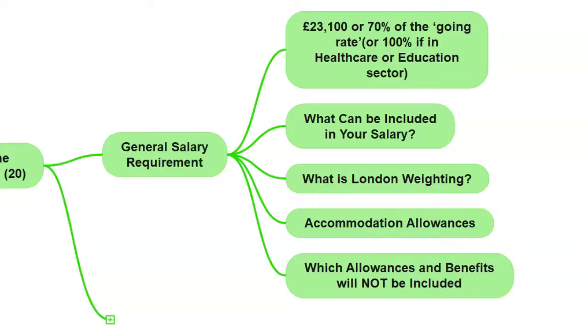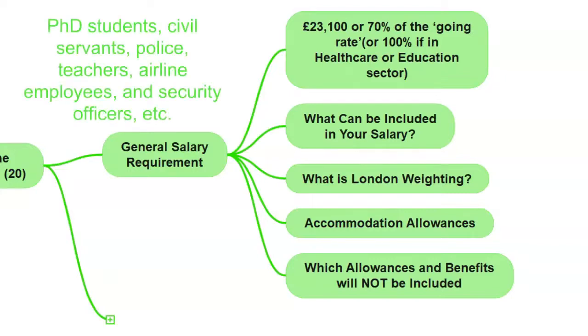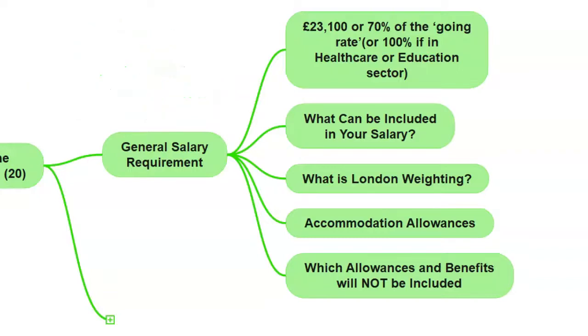London weighting is a special allowance that employers pay to people working in certain professions. For example, PhD students, civil servants, police, teachers, airline employees or security officers working in London or near London. This particular allowance was introduced to help employees with the costs of living in London. Statistically, it is higher to live in London than in any other part of the UK.